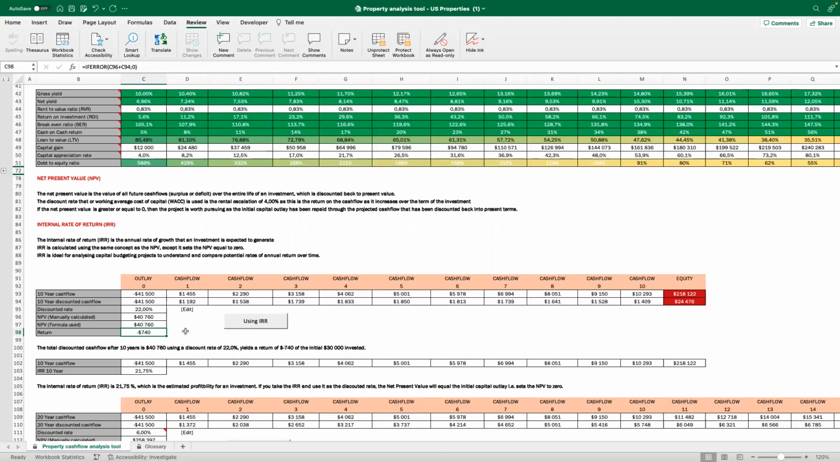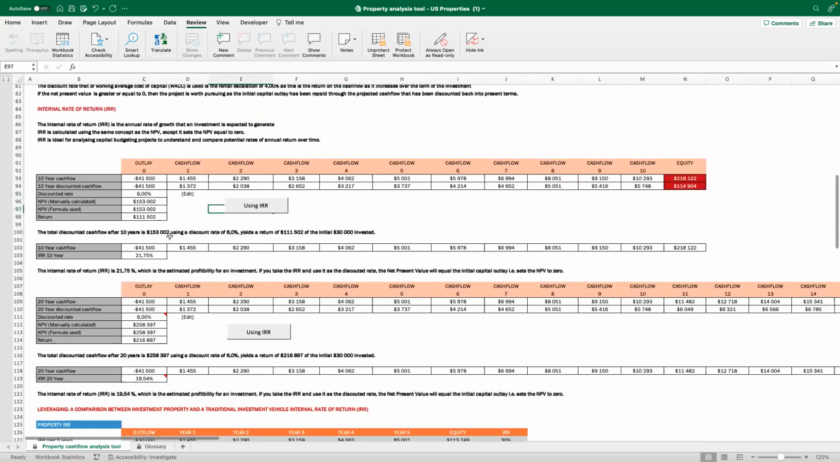Because if you kept the property for 10 years and you discount the cash flow and you work out the net present value, you would make a loss of $740 over the 10-year period, which means this property would not be worth keeping. So I'm going to put it back on 6 to show you that in this case, working on a 6% discount rate, it is worth pursuing.